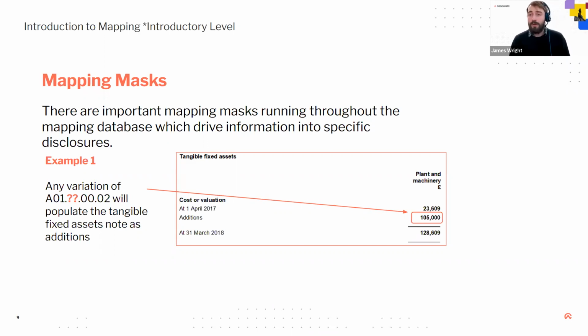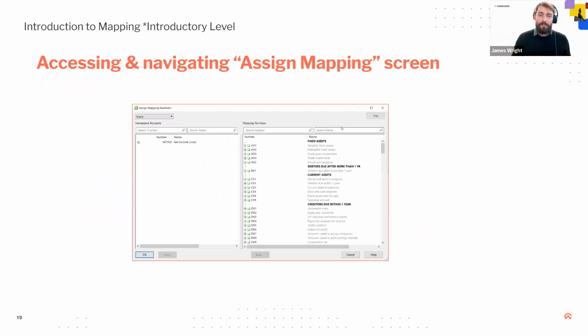You may also see that there's an asterisk sometimes after a map code, and all that essentially means is everything after this map code. So if it was AO1 there with a dot and then an asterisk, it just means that we're taking every single figure under AO1.